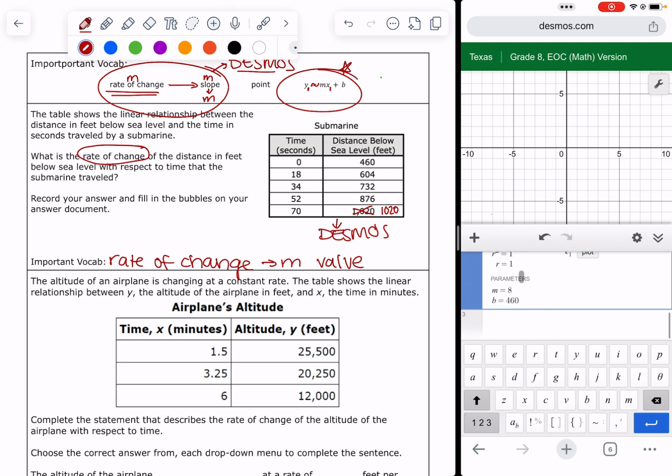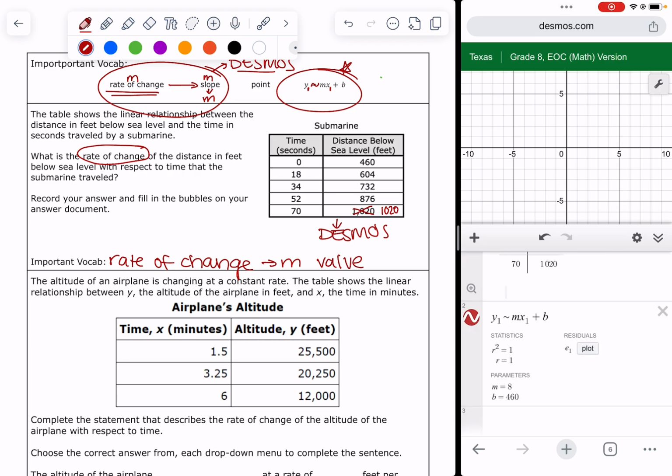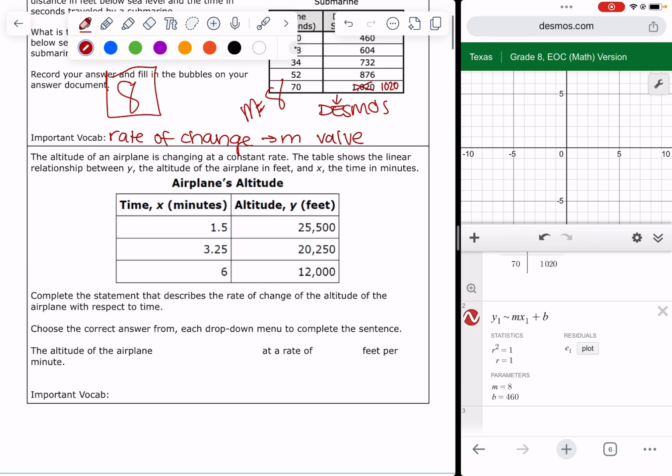Right here is what I want. This m equals 8. So when I put this into Desmos, I got m equals 8. So 8 would be my answer. Okay? 8 would be my final answer. That's it. So let's go ahead and try the second one.